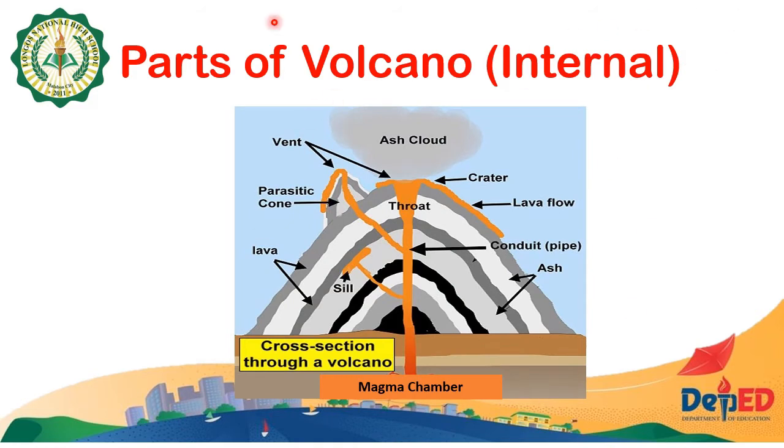These are the internal parts of the volcano. So let us examine the cross-section of a volcano. The magma is the molten rock beneath the Earth's surface. It is stored inside the magma chamber. The parasitic cone is a small cone-shaped volcano formed by an accumulation of volcanic debris. The sill is a flat piece of rock that forms when magma hardens in a crack in a volcano. The lava is the molten rock that erupts from the volcano and solidifies as it cools.